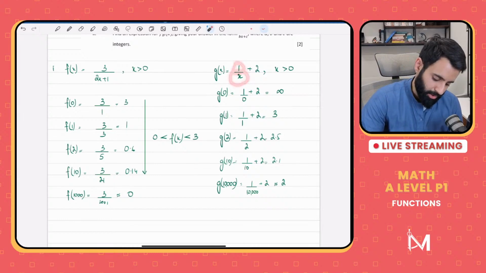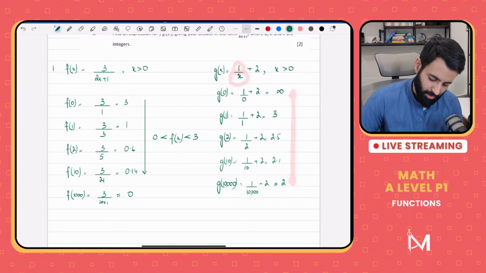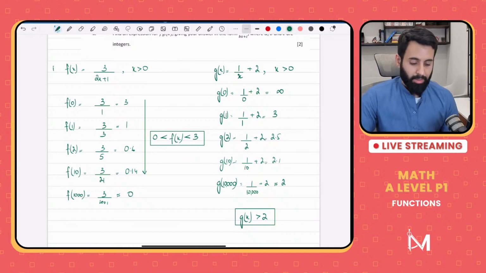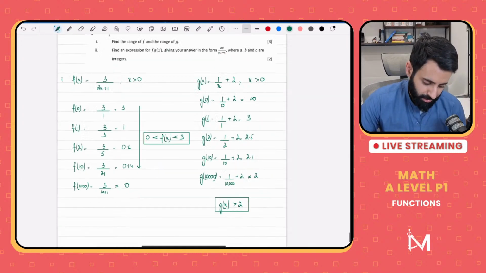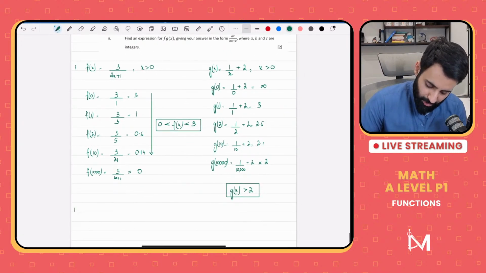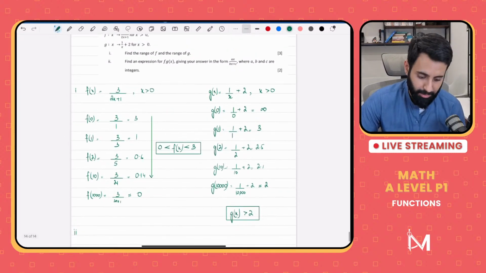So what is the range over here? You can see that the function is always going to be greater than 2. That's the answer. So this is how you solve domain and range questions, and I hope it's clear. So that was the first question, the first part. Now let's do part 2. No shortcuts, please. Sometimes there are no shortcuts and you have to do it the longer way.